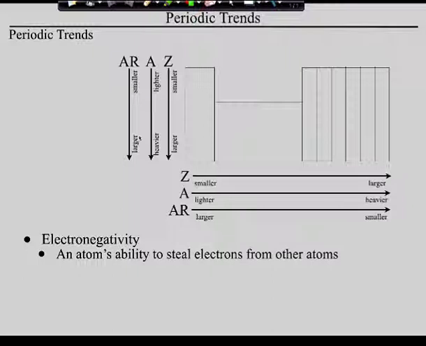Okay, so electronegativity is an atom's ability to steal electrons from other atoms, or you can just think of it as stealing power. You don't need to know the formal definition. If you just want to think about stealing power, you are money.